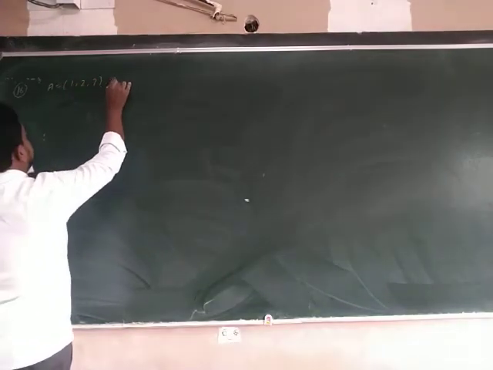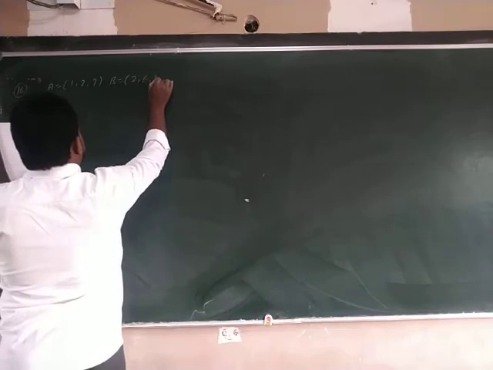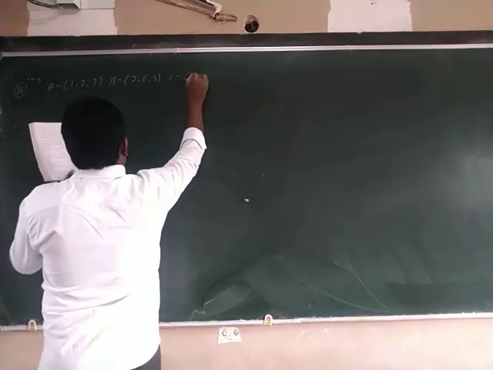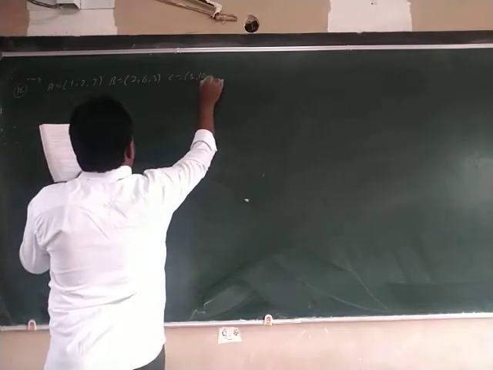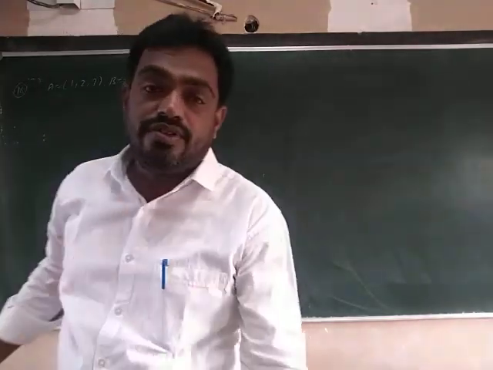16th: show that the points A (1, 2, 7), B (2, 6, 3), C (3, 10, -1) are collinear. This one we are doing, collinear.